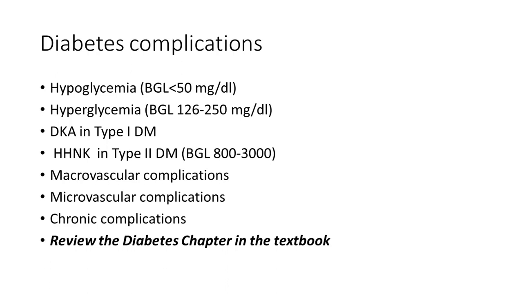Type 1 diabetes, diabetic ketoacidosis, that's when these sugars are sky high. The HHNK, the hyperosmolar hyperglycemia. There's going to be macrovascular complications, microvascular complications, and chronic complications.